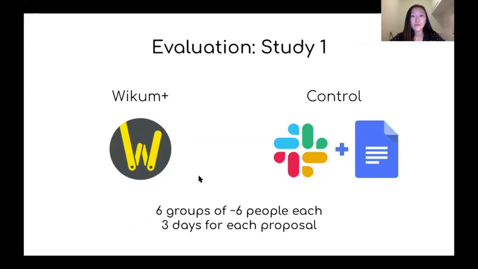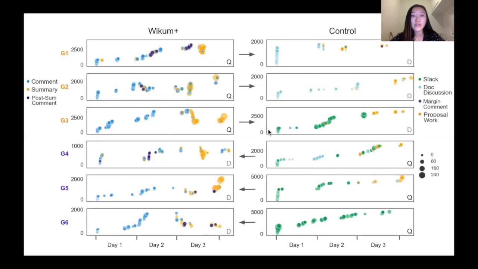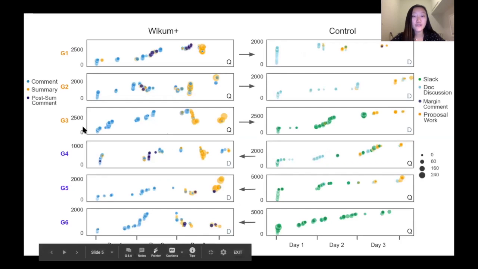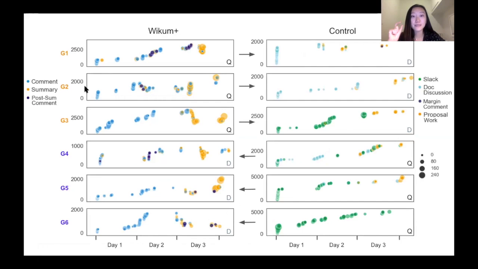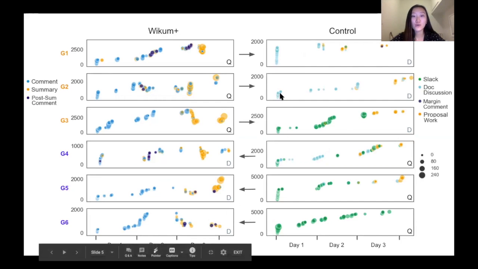We first conducted a within-subject study consisting of smaller groups. Each group worked closely to create 2 proposals, one in Wikum Plus and one using both Slack and Google Docs. This graph shows the default number of words shown on each interface over time. In Wikum Plus, this value includes the words in summaries and unsummarized comments because summarized comments are collapsed. In the control group, this is just the total word count.